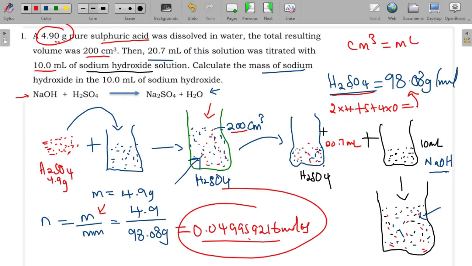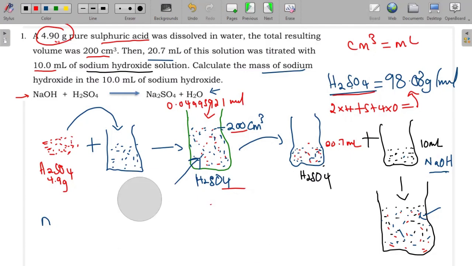So how do we find the moles that will be here? Here we can write this number on top of this green jar: 0.0499592 moles. So these are the moles that are here. How do we find the moles that are here? We just use the ratio. Let's erase this. So we use the ratio there. We say in this 200 mL jar, we have this number of moles.